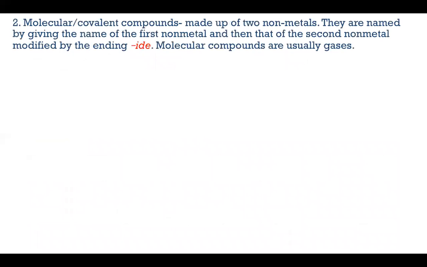Number 2, molecular or covalent compounds. Remember, class, that covalent compounds can also be called molecular because they are made up of 2 nonmetals. They are named by giving the name of the first nonmetal and then that of the second nonmetal, modified by the ending IDE. Molecular compounds are usually gases. So once you hear molecular compound or covalent compound, immediately what comes to your mind is that this word refers to compounds made up of 2 nonmetals.